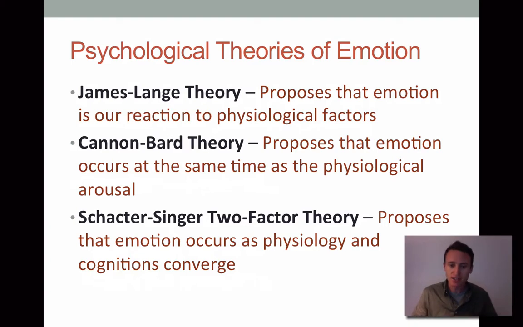The Schachter and Singer two-factor theory. Personally, I feel like this is the one that makes the most sense. Feel free to disagree. But these individuals proposed that emotion occurs as physiology and cognitions converge. All right, so what does that mean?